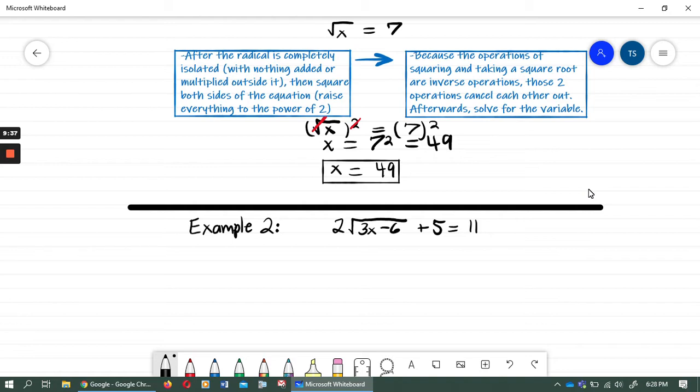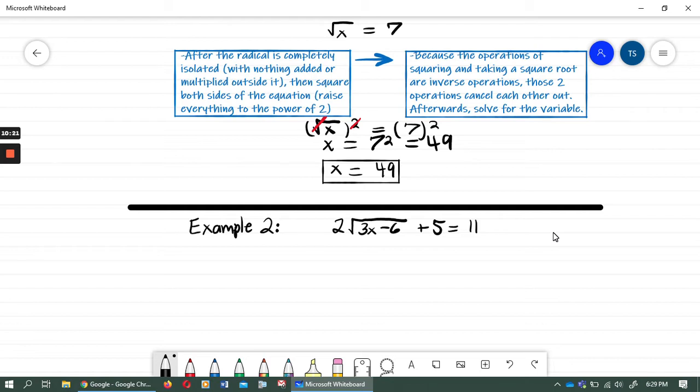Okay, so in this next example, we've got 2 times the square root of 3x minus 6, plus 5 equals 11. This example is, for the most part, very similar to example 1, where again we've only got a radical on one side of the equation. So pretty much we're going to follow the same steps that we did in the last one, but isolating this radical is a little bit more involved for this example.